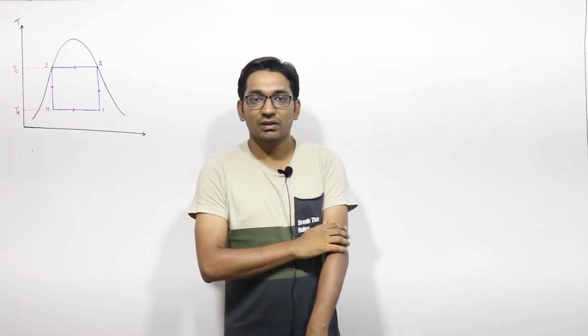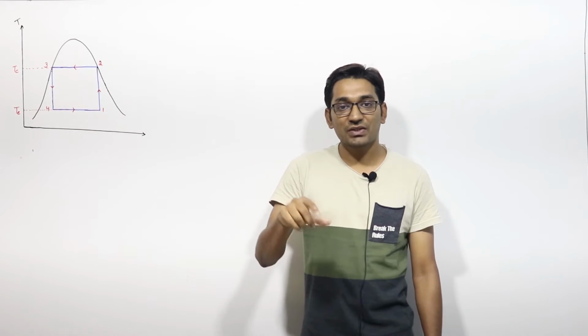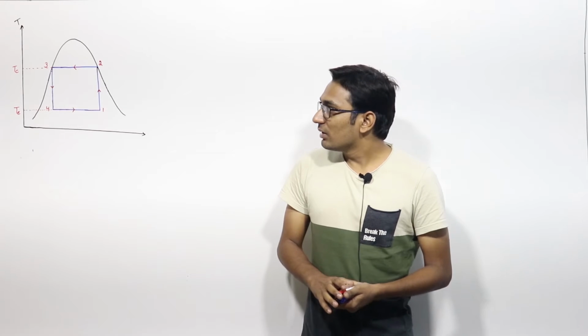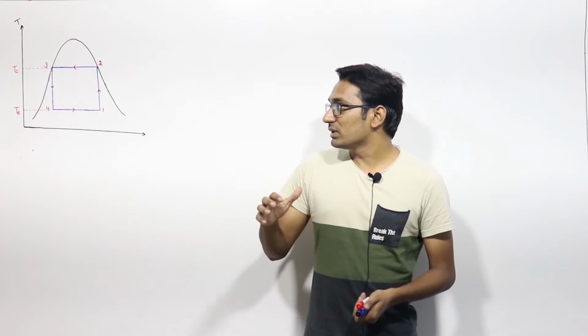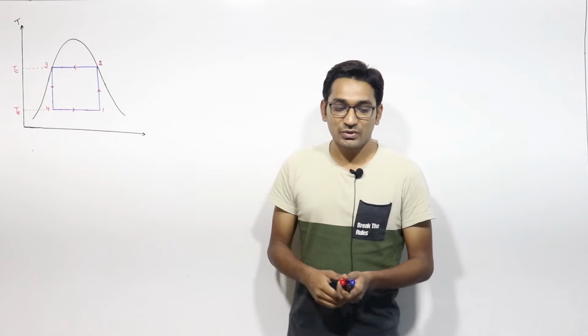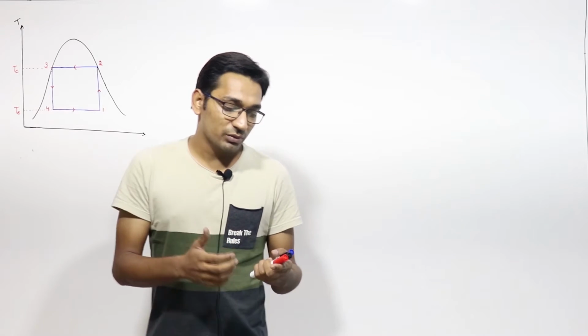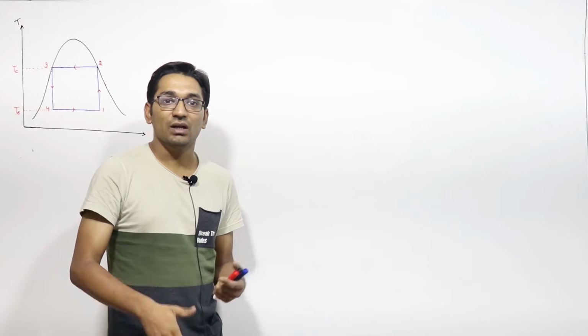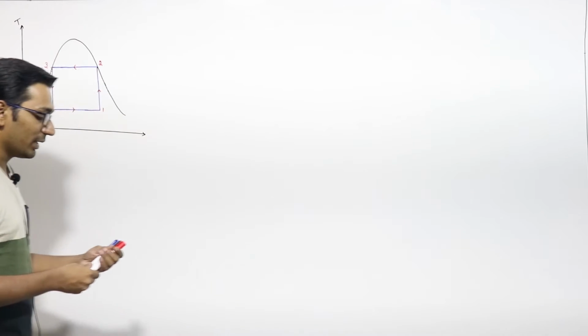Now we already discussed what is the COP of a reversed Carnot cycle in the vapor compression refrigeration system. Now we will discuss how the COP of the refrigeration system will vary and what are the effects of the change in the temperature of the condenser or the temperature of the evaporator.